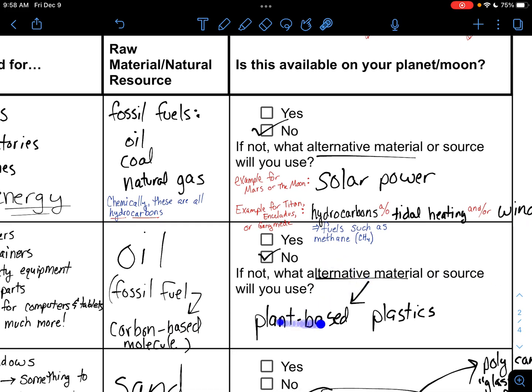Alternative materials, there are plant-based plastics. We can use plant-based plastics because plants are these hydrocarbons, these carbon-based life forms, so we can use plants to produce plastics. But plants are not already growing on any of your planets or moons, so you would need to grow the plants. You need to figure out a system for growing these things.